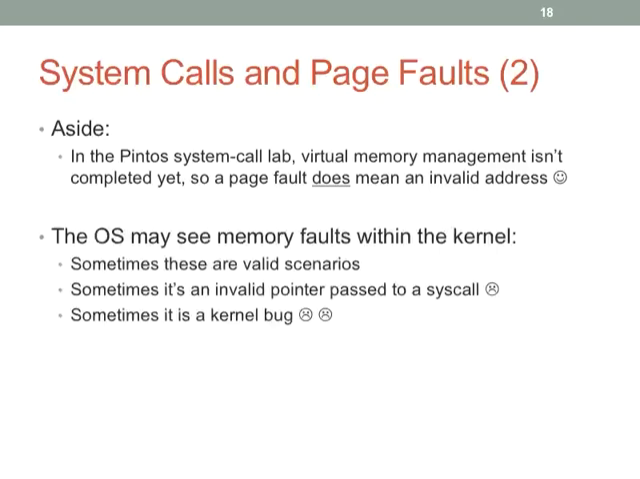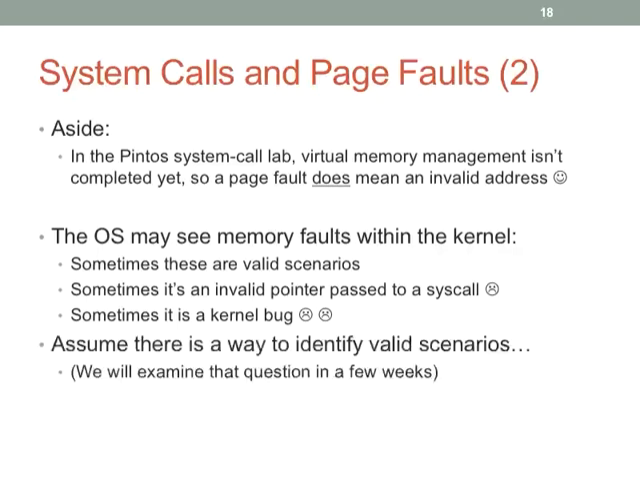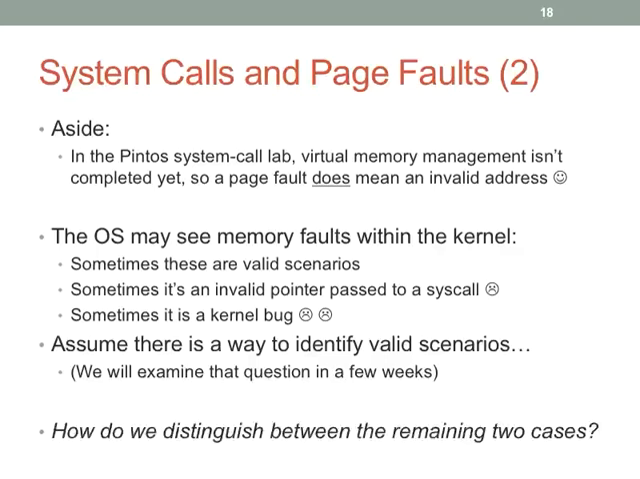But there are all these various situations. You have memory faults generated by kernel code, which is what I mean by within the kernel. It can be a valid scenario, it can be an invalid pointer passed to a system call, or it could be a kernel bug. It could be any one of those three things, and we have to identify which one it is. We'll talk about valid scenarios in a few weeks, because this is not the week for virtual memory. Now we have to figure out the two invalid scenarios: is it an invalid pointer, or is it a kernel bug? This is the challenge.